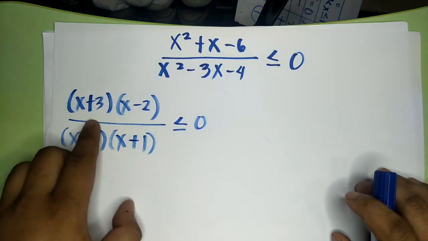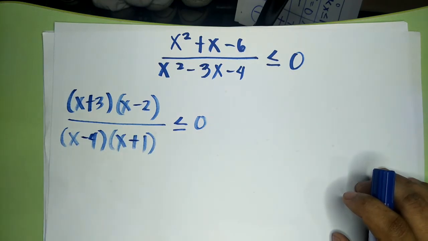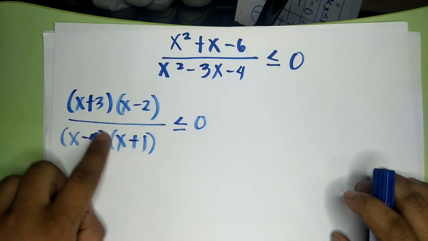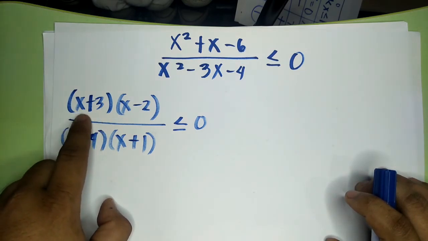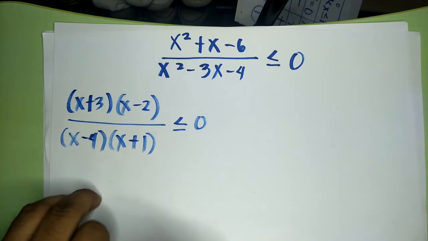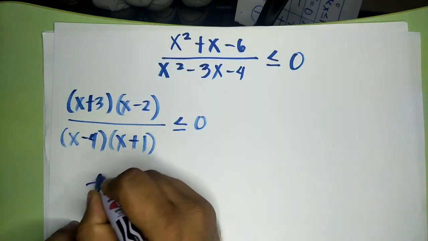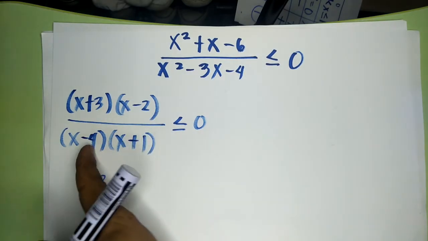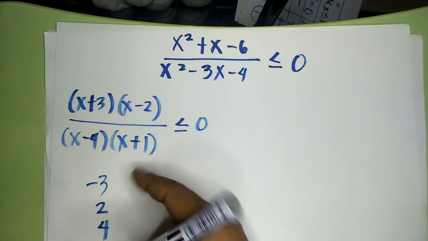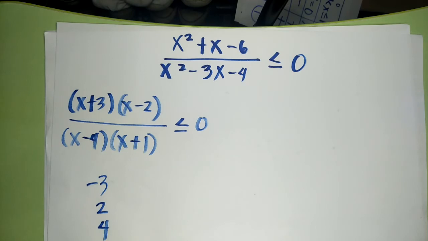Ngayon, dito tayo kukuha ngayon ng ating critical values. So, ang technique na lang natin na ituturo ko sa inyo, kapag naka-open close parenthesis, ang critical values ay iibahin mo lang yung sign nasa loob nila. So, dito ay negative 3, positive 2, positive 4, and negative 1.